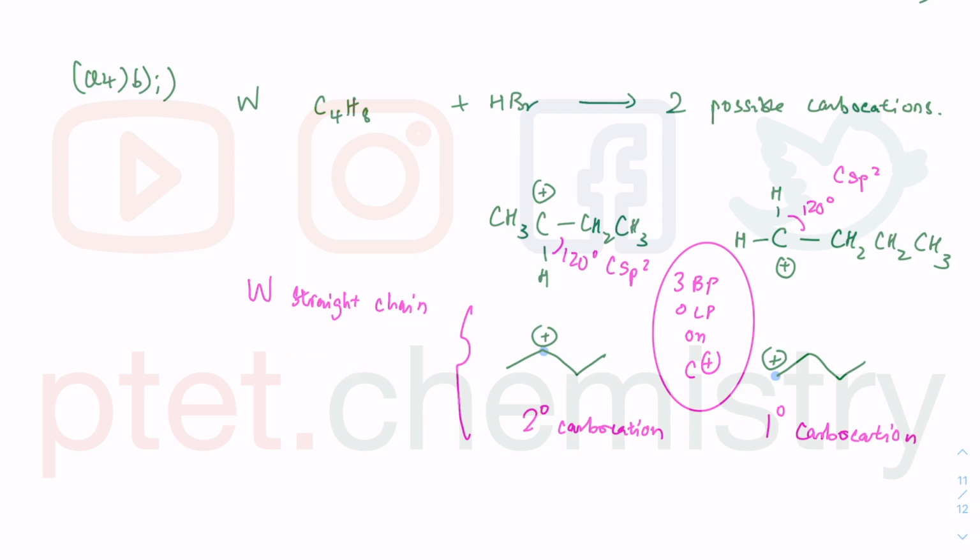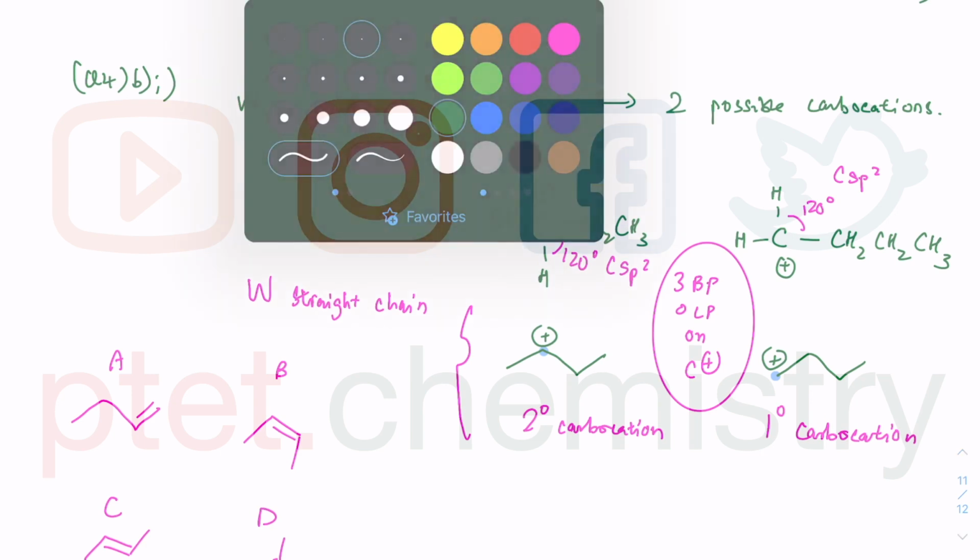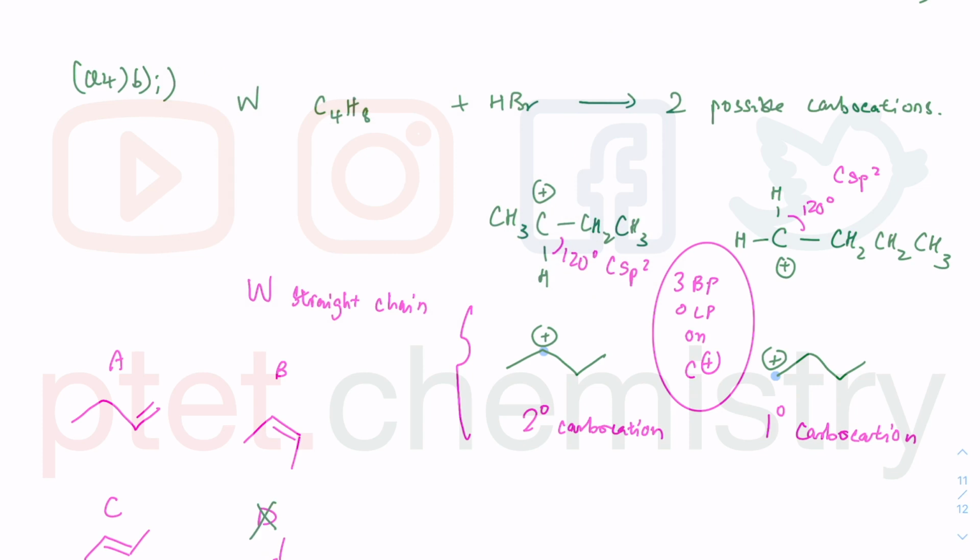Actually, I think it's better if I just sketch them out. So A is going to be this. B is going to be the cis, like this. C is the trans, and then D is like this. Looking at this, I can cross out D because D is branched. It cannot be C and B, because with C and B you can never get the plus charge on the end. You see the plus charge there is terminal. It's at the end.